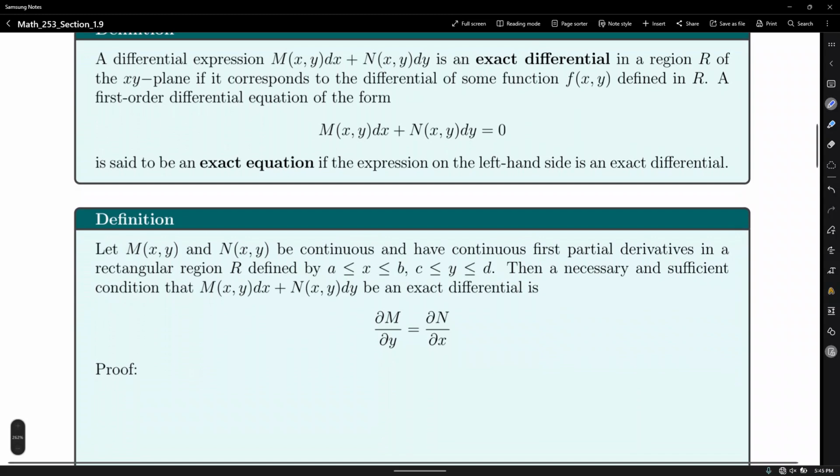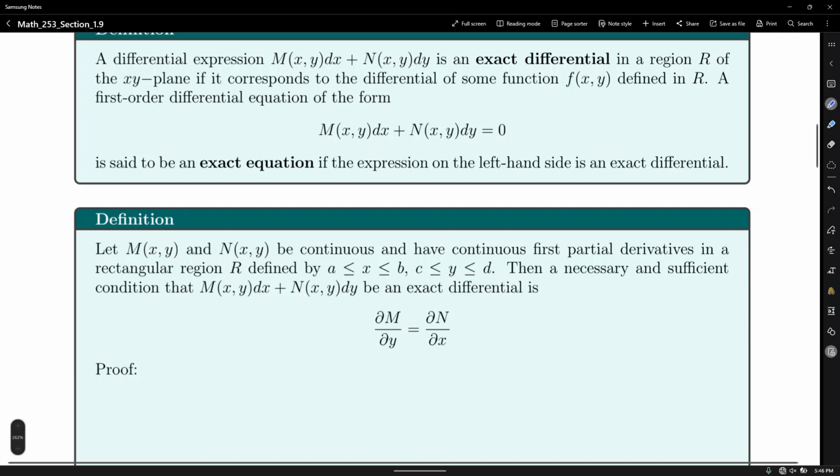So let M and N be continuous and have continuous first partial derivatives in a rectangular region R defined by some rectangle bounded between a and b and c and d. Then a necessary and sufficient condition for this expression to be an exact differential is that the partial of M with respect to y equals the partial of N with respect to x.